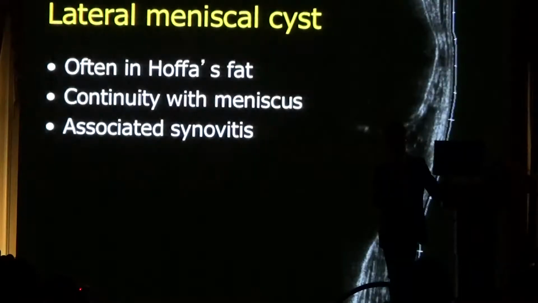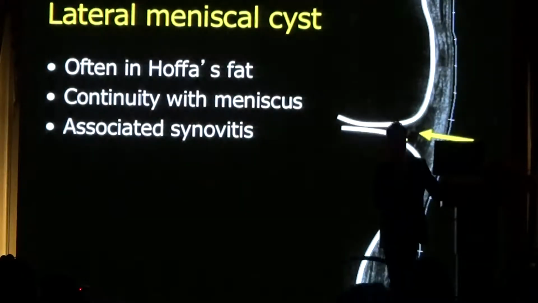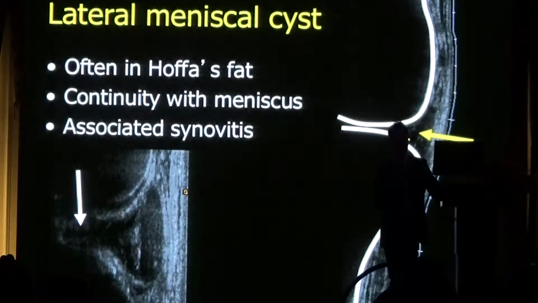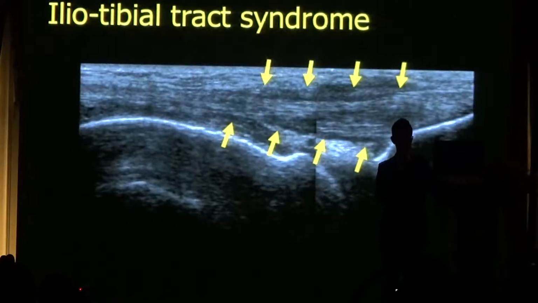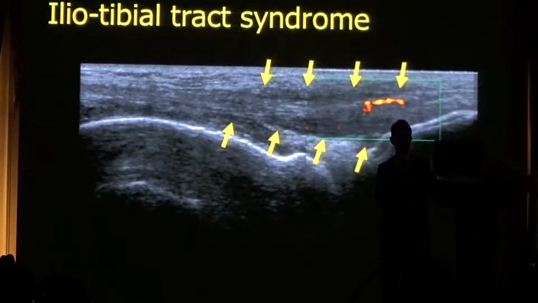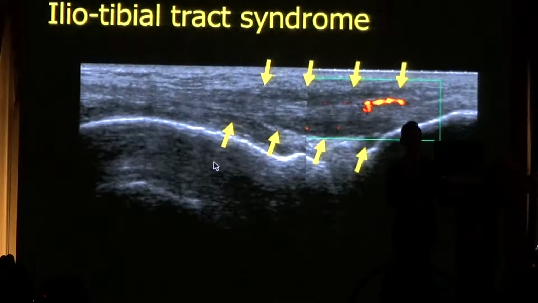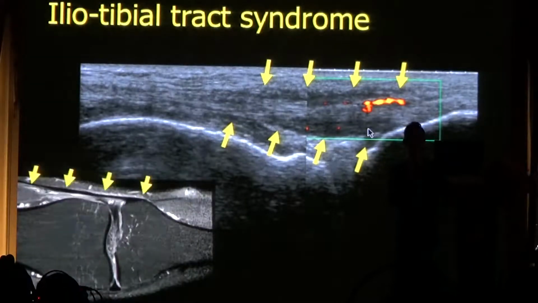Looking on the lateral aspect of the knee now, we've already seen examples of meniscal tears with a parameniscal cyst. There may be associated synovitis in patients who have this. Ultrasound is very good for diagnosing iliotibial tract syndrome, where you have ITB friction, where the iliotibial tract, the lateral aspect of the knee, rubs against the lateral femoral condyle over here, and there's inflammation and soft tissue thickening around the iliotibial tract, and this is the MRI equivalent of this patient.